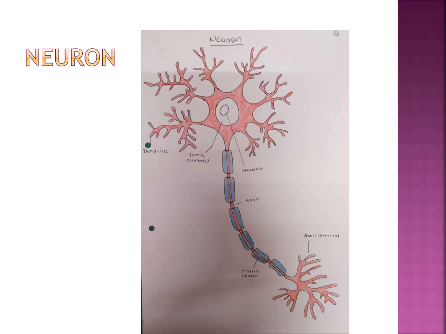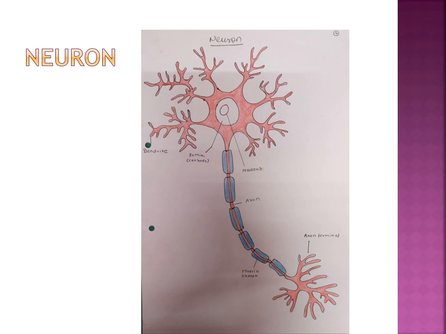Here you can see the structure of the neuron. The main thing is the cell body, also called cyton, and the fibers attached to the cell body are called dendrons. They are the afferent fibers, that means the nerve impulse is traveling towards the cell body. Then the long single fiber is called the axon, which is an efferent fiber. Efferent means going away.